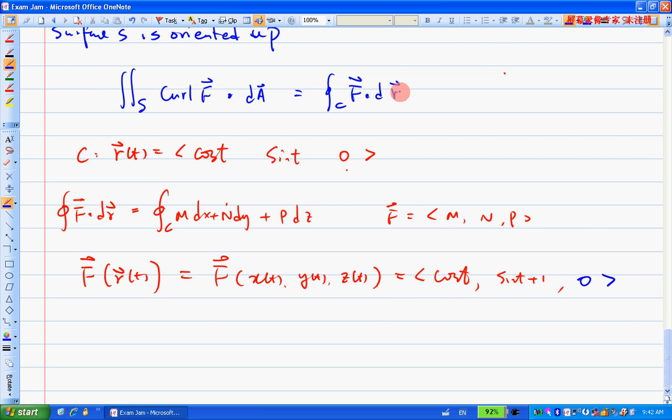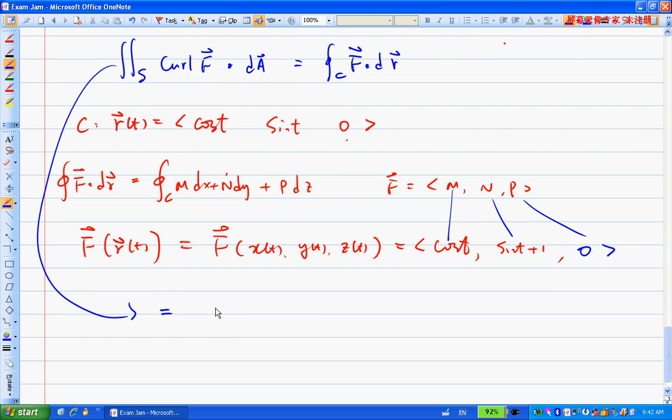Okay, so then this equal sign right here, you can substitute. So basically, this is your M, this is your N, this is your P. So you can dot product using this or this one here, it doesn't matter. So what do we have? And the other thing is, what's the t range? 0 to 2 pi. Then the dot product, so this dots that.